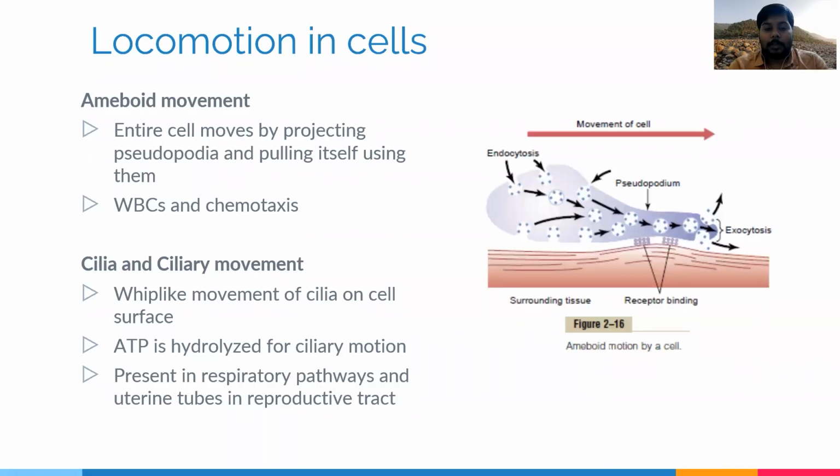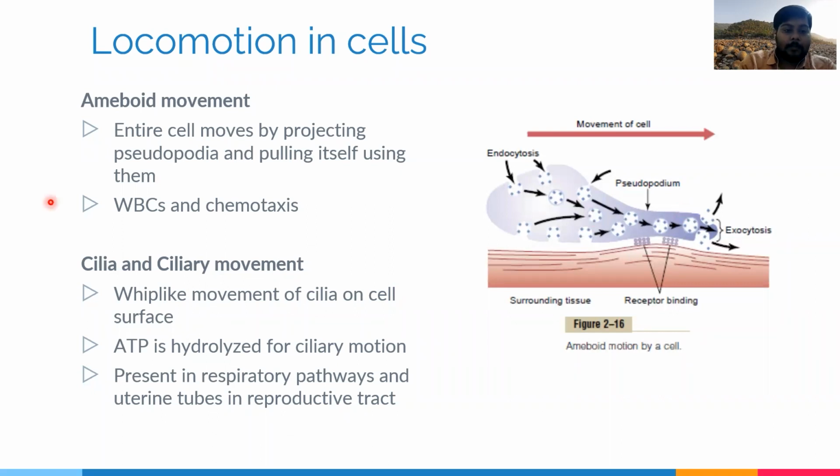Next, we look at locomotion in cells. For movement of the entire cell, the cell undergoes a process known as amoeboid movement. In amoeboid movement, the cell projects pseudopodia, which are essentially projections of the cytoplasm, to the new region the cell wants to move into. Once the pseudopodia reach the new location, they attach to the extracellular matrix there and pull the entire cell to the new position.